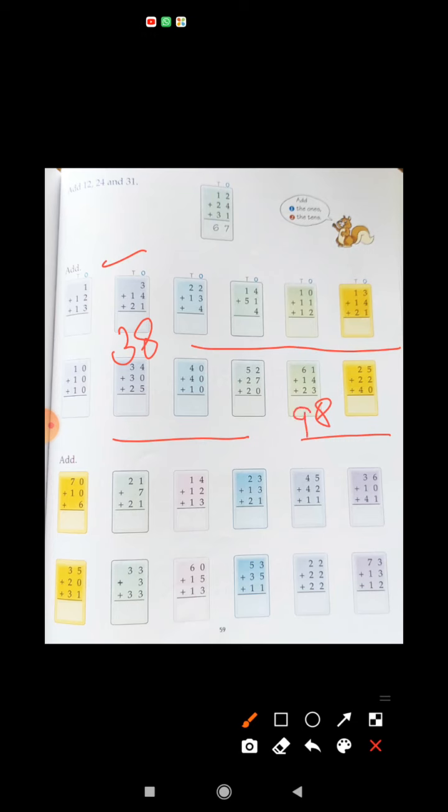Now come to the next question. 5 plus 2 is 7. 7 plus 0 is 7. Add the tens. 2 plus 2 is 4. 4 plus 4 is 8. The answer is 87.